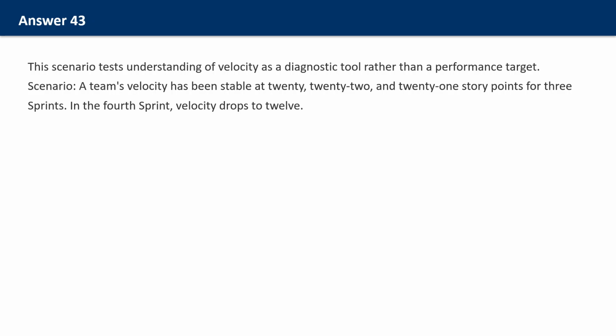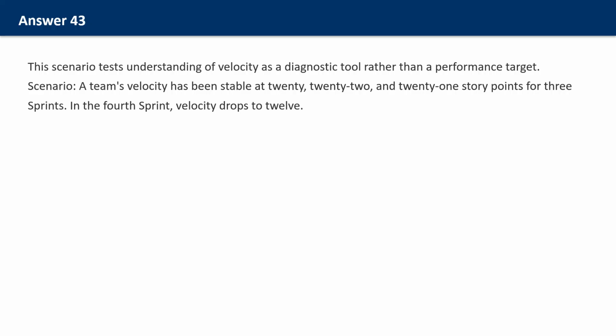First, understand what's happening. A significant velocity drop signals that something changed. It's information, not necessarily a problem. The correct response is investigation and adaptation, not pressure to recover. Wrong responses include demanding the team work harder or longer.